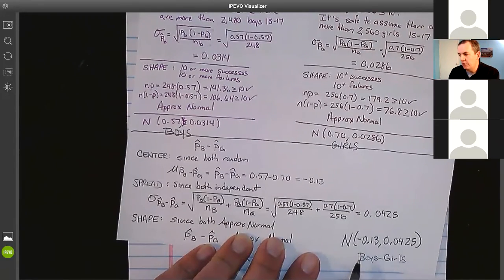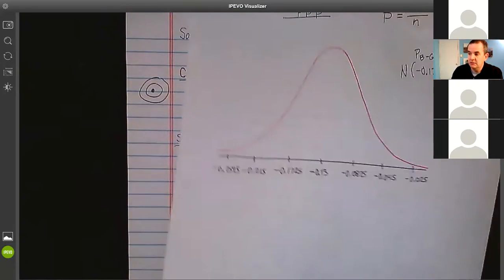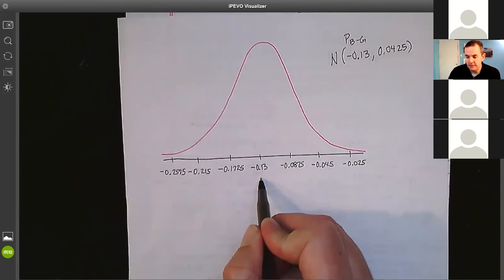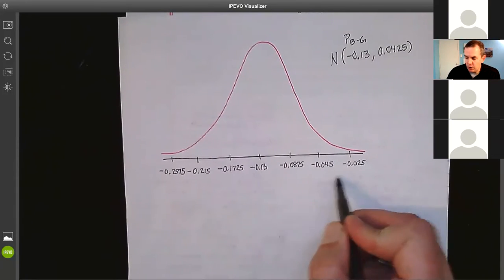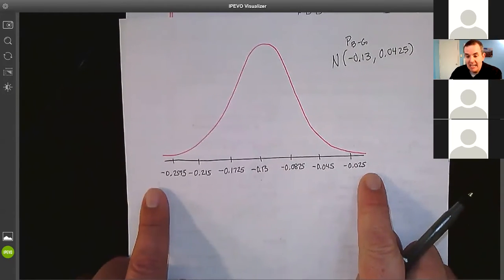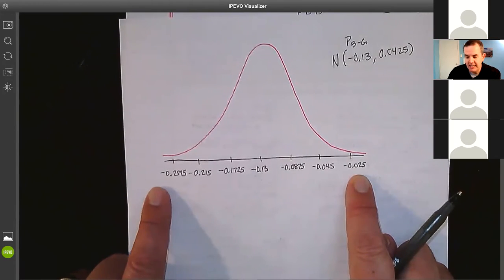So if I were to do this over and over again, I would expect the difference of boys and girls to be centered at negative 13% with about a 4.25 standard deviation. So in other words, this is what I'd expect. This is my sampling distribution of boys minus girls, centered at negative 13%. I'm going to add 4.25 each time, and subtract 4.25 each time. I would expect with 99.7% confidence that my difference should fall somewhere between negative 25.75% and negative 0.25%.